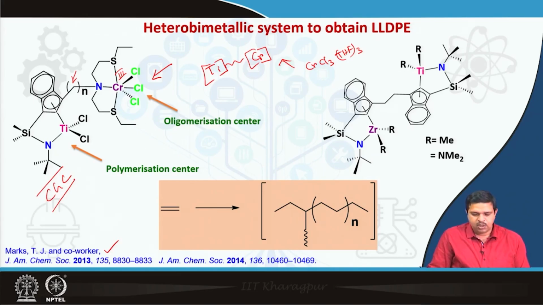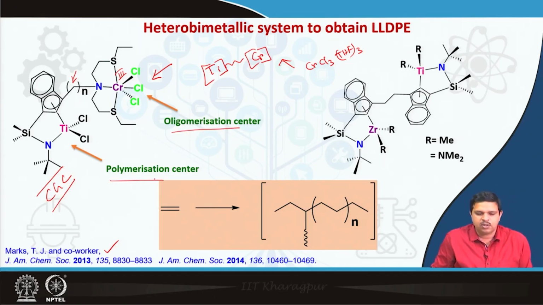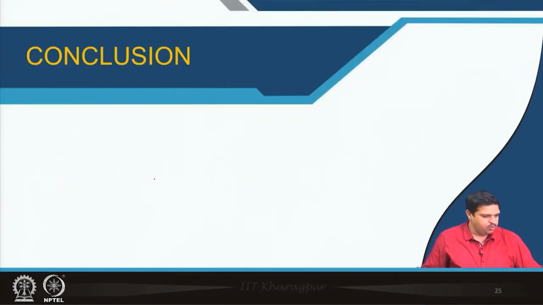Here what is happening, you see this is my oligomerization center, and this is the polymerization center. This is also one of the very promising heterobimetallic catalysts for LLDPE synthesis following strategy 2. Okay, so you'll see this in conclusion.